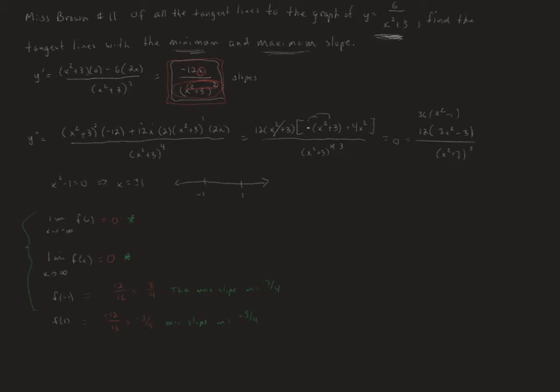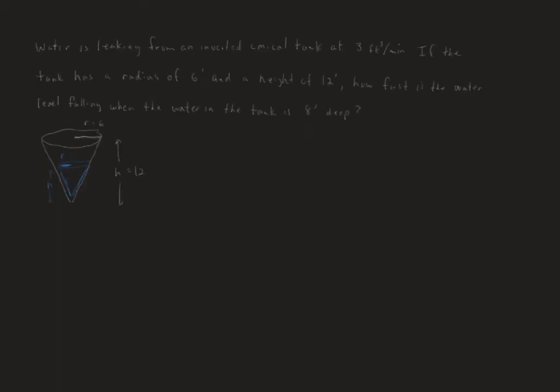Let's look at a related rates problem. Okay, so here we have water is leaking from an inverted conical tank at 3 cubic feet per minute. If the tank has a radius of 6 feet and a height of 12 feet, how fast is the water level falling when the water in the tank is 8 feet deep?